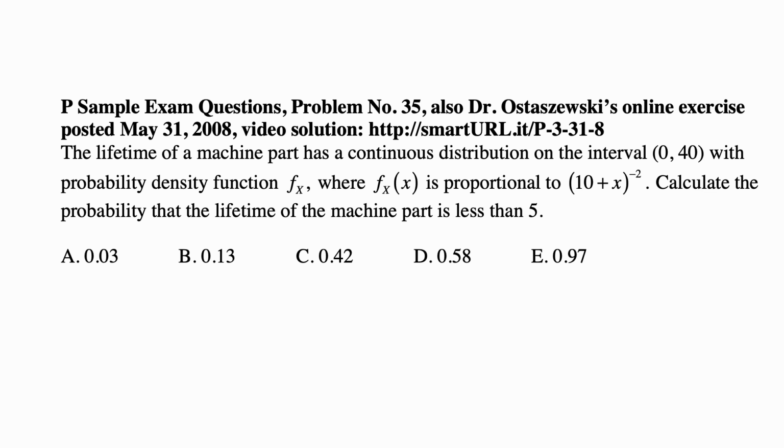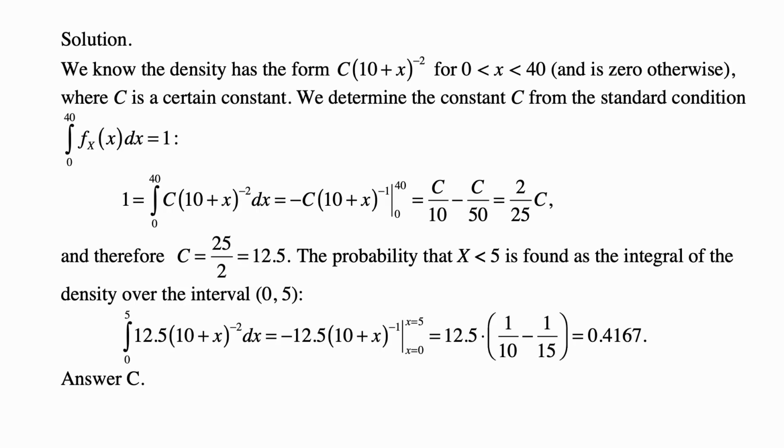Here's a problem for today for exam P on probability. The lifetime of a machine part has a continuous distribution on the interval 0 to 40 with probability density function f sub x, where f sub x of x is proportional to 10 plus x to the negative 2. Calculate the probability that the lifetime of the machine part is less than 5. And here's the solution.